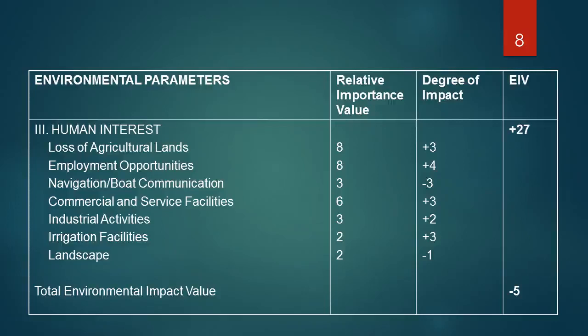The commercial and service facilities have 6 relative importance value and plus 3 degree of impact. The industrial activities have 3 relative importance value and plus 2 degree of impact. The irrigation facilities have 2 relative importance value and plus 3 degree of impact. The landscape has 2 relative importance value and minus 1 degree of impact. The overall environmental impact value for human interest is 27. And for all environmental parameters, the total environmental impact value is minus 5, meaning collectively the environmental impact value is minus 5.